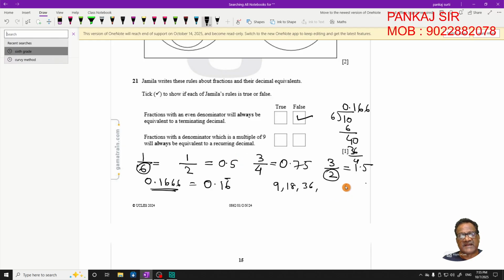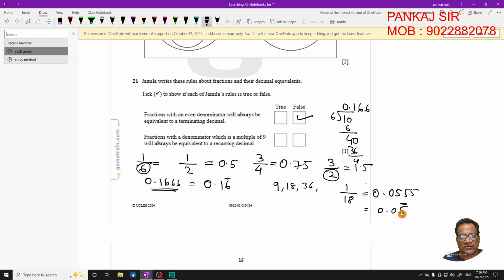Now let us do that. Suppose you do 1/18. This 18 is a multiple of 9. And 1/18, if you try to do it, is a non-terminating fraction. It should work out to around 0.0555, it will go on. This can be written as 0.05 with a bar.